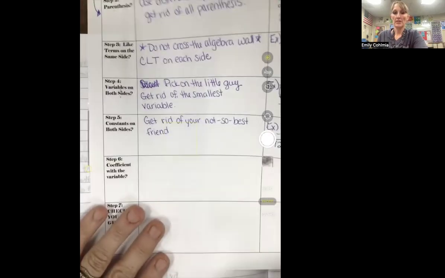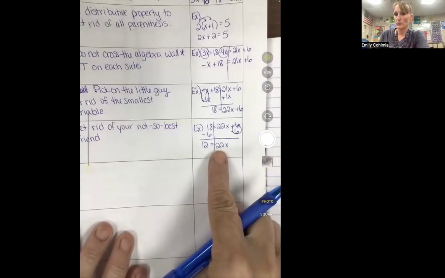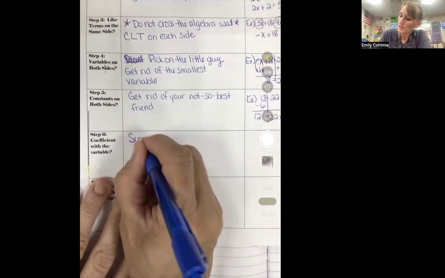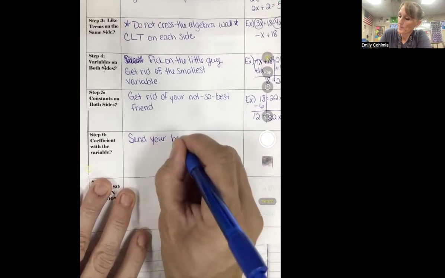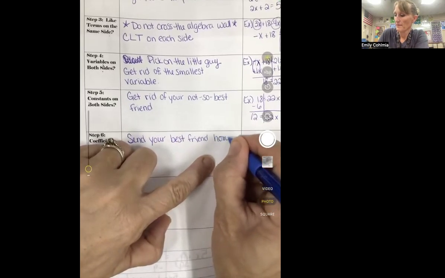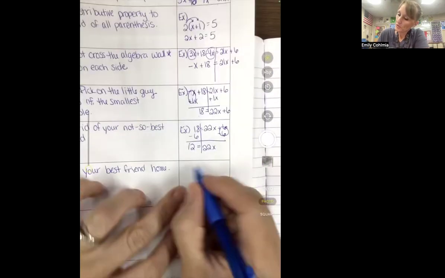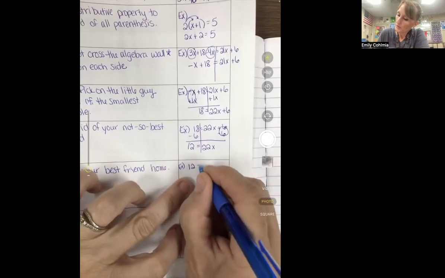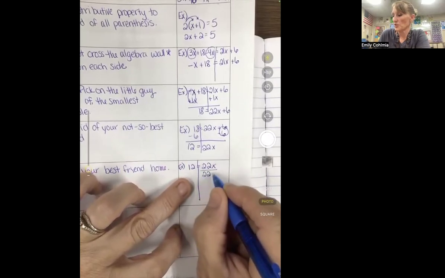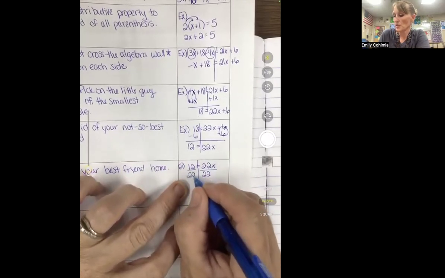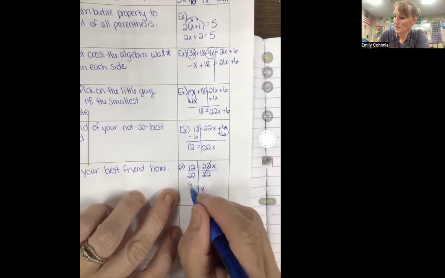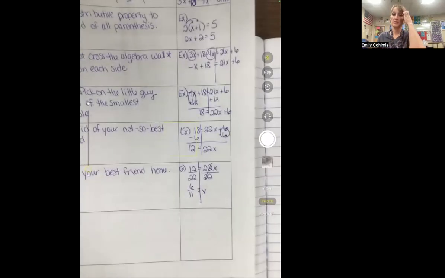Okay, our next step then, do we have a coefficient with a variable? Yes, I do. So if I do, I am going to send your best friend home. Okay, so we have 12 equals 22x. Our best friend is the 22, so we're going to divide by 22 because they're multiplied. Whatever I do to one side, I have to do to the other. And then this can simplify, divided by 2. So we've got 6 over 11. So x is 6 over 11.